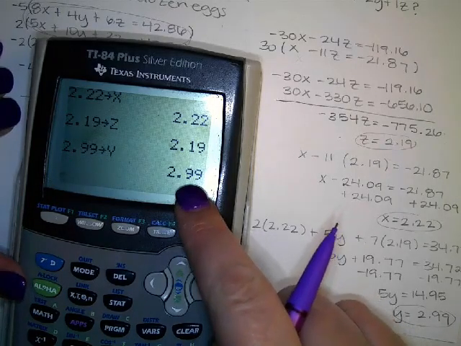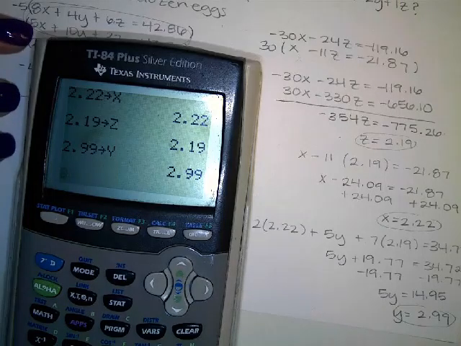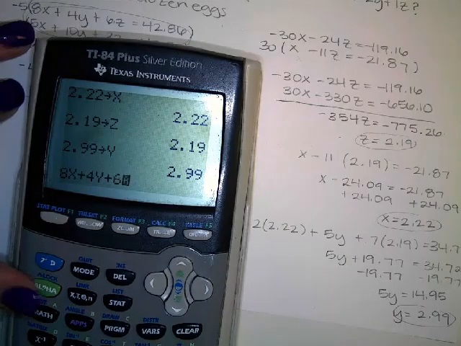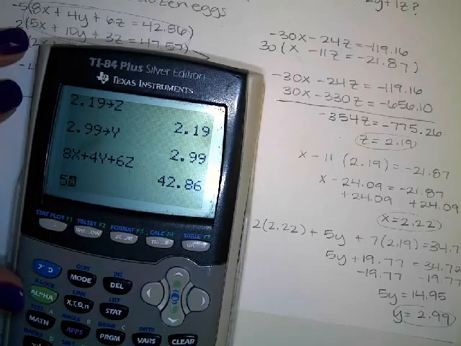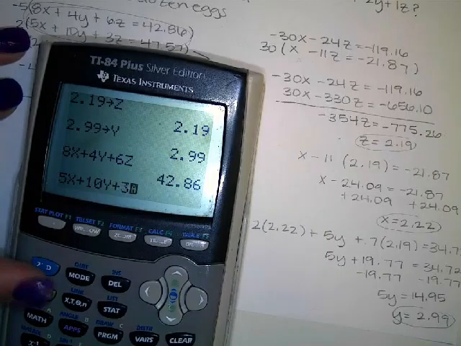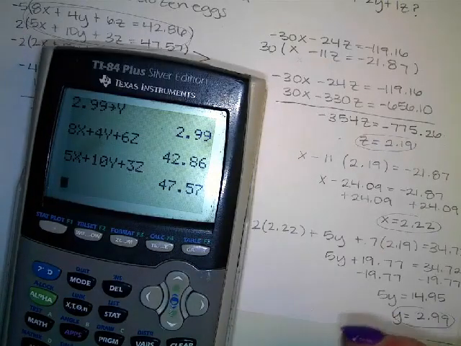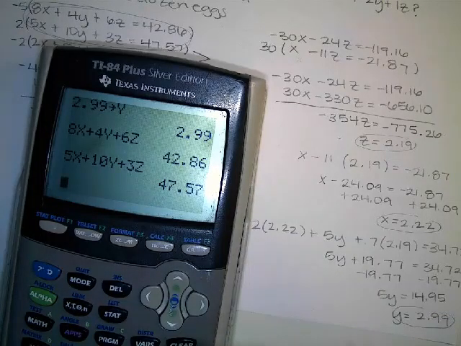And then what you can do is you can type in your equations. 8x plus 4y plus 6z should equal 42.86. It does. 5x plus 10y plus 3z should equal 47.57. It does. So that helped me to feel better about my answers.